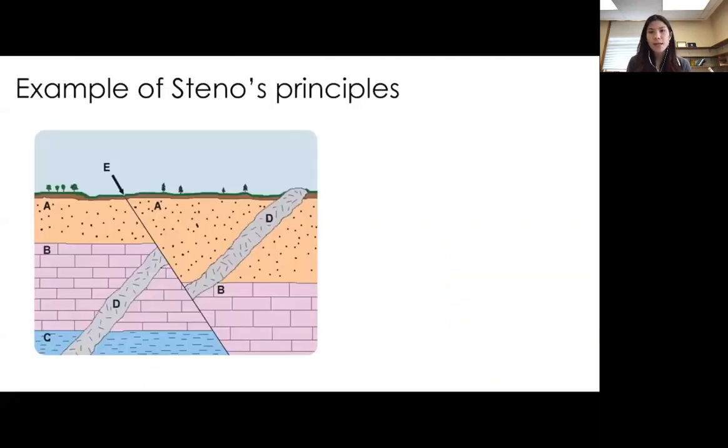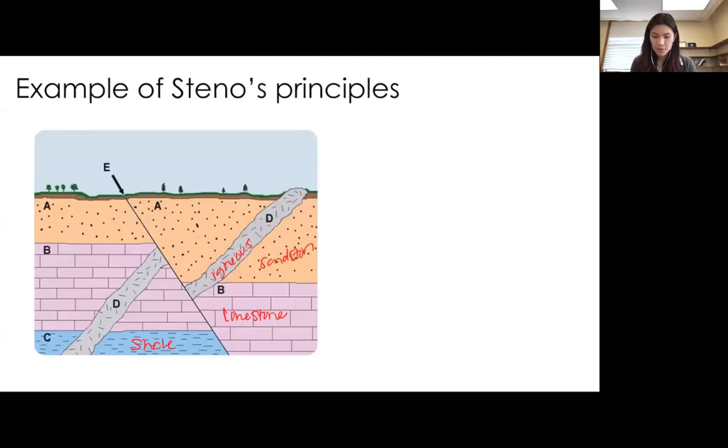All right, so here's an example of how we can apply Steno's principles. Say we have a rock outcrop. Maybe this is a quarry and we're looking sideways at it. And we've identified 4 different rock types. There is a shale, a limestone, and a sandstone with an igneous rock that cuts through it. And based on those principles of superposition and cross-cutting and original horizontality, we can figure out which one of these was deposited first, right?